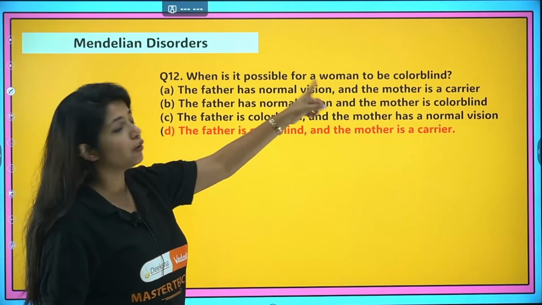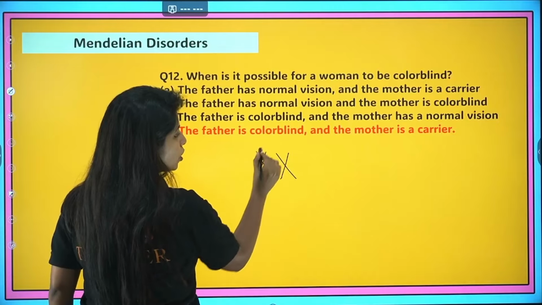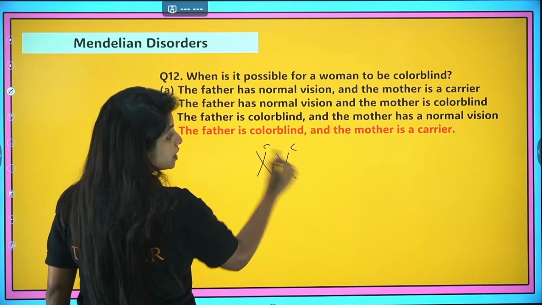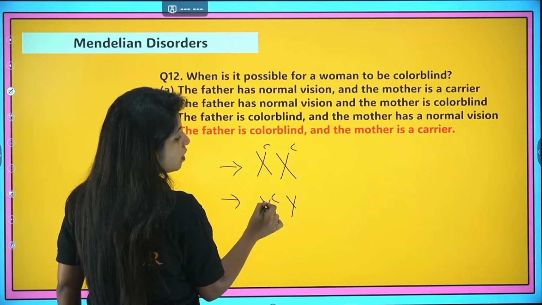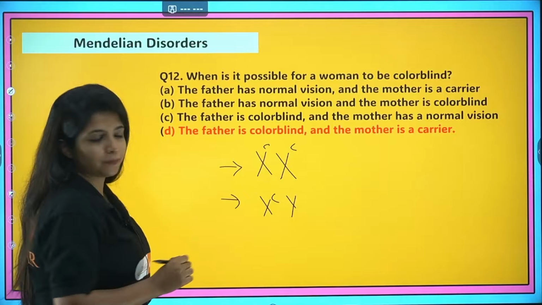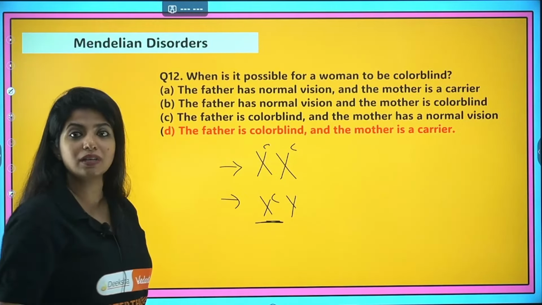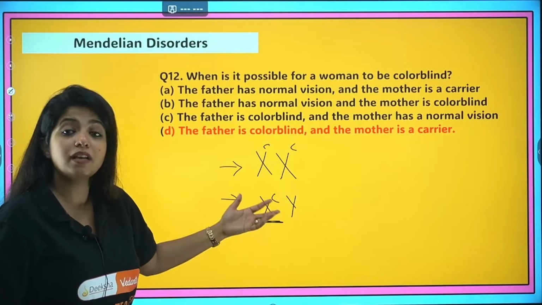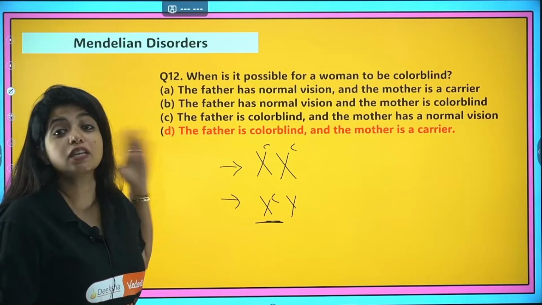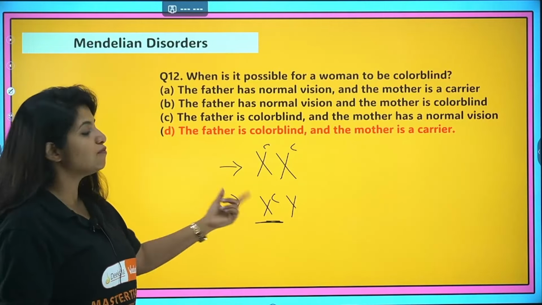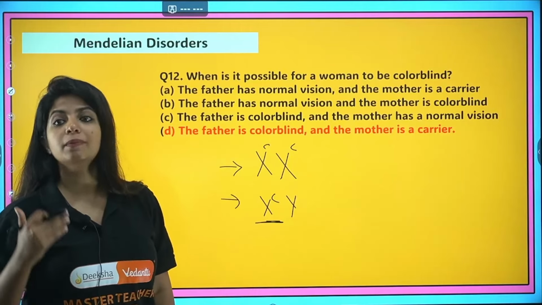Now, when is it possible for a woman to be colorblind? My dear children, colorblindness, as I said, is an X-linked recessive disorder. So for a woman to be colorblind, both the X chromosomes should be affected. For a male to be colorblind, at least one should be affected, because there is no other X chromosome to overshadow it. So if even one is there, he would be colorblind, which makes it more dangerous for them. They have more chances of getting color blindness. So over here it is asked, when can a woman be colorblind?